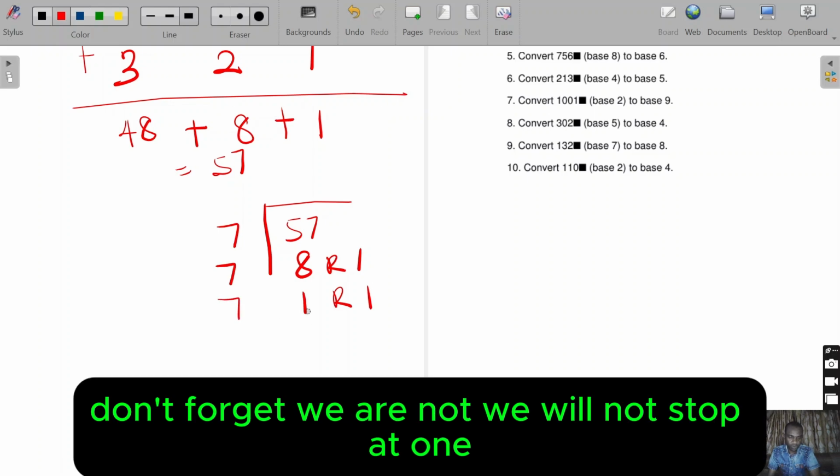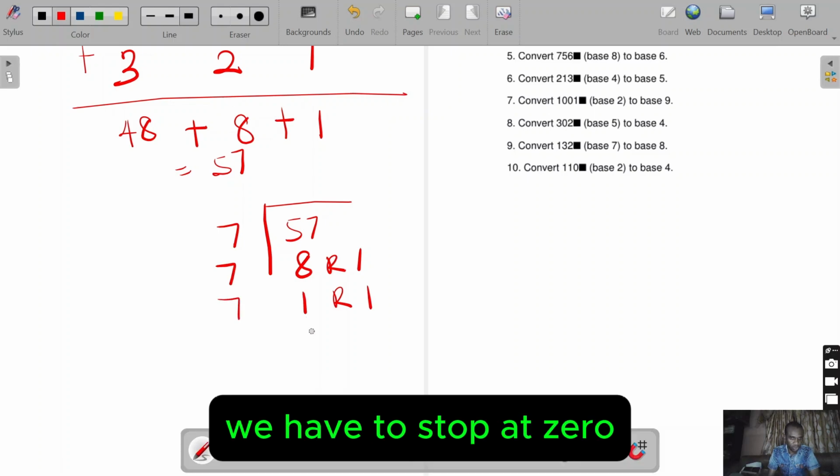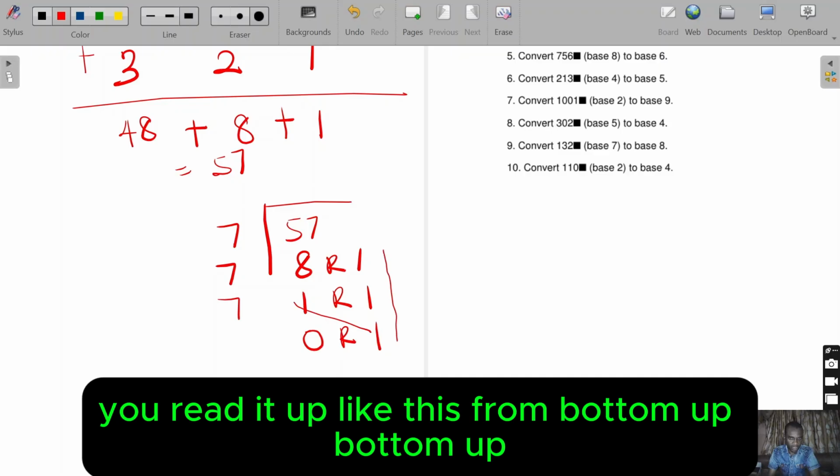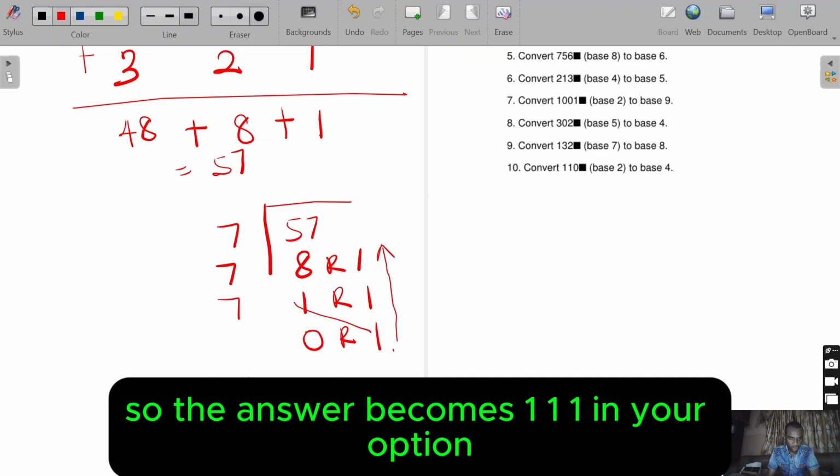7 goes in 1. Don't forget, we will not stop at 1. We have to stop at 0. Remainder, that same 1 back. You will read it from bottom up. So the answer becomes 1, 1, 1.